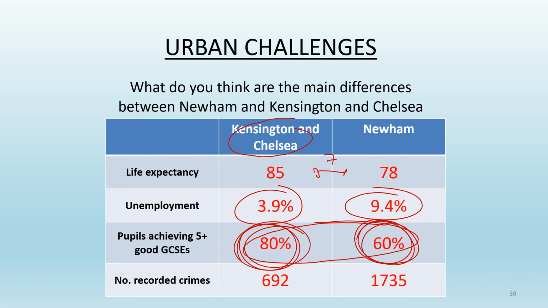For example, if 60% of people are leaving school with only 5 good GCSEs, that must mean there is more crime. And as a result, people are unemployed. So these factors do link together. And if you can explain that in an explanation, you're going to be really, really on track for doing well.